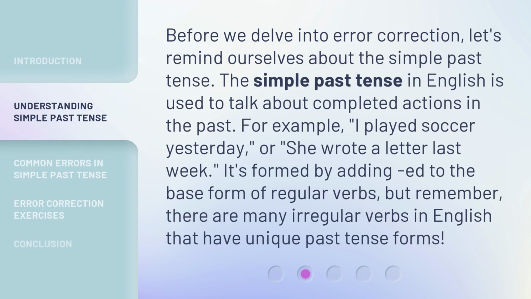Before we delve into error correction, let's remind ourselves about the simple past tense. The simple past tense in English is used to talk about completed actions in the past. For example, I played soccer yesterday, or she wrote a letter last week. It's formed by adding ed to the base form of regular verbs, but remember, there are many irregular verbs in English that have unique past tense forms.